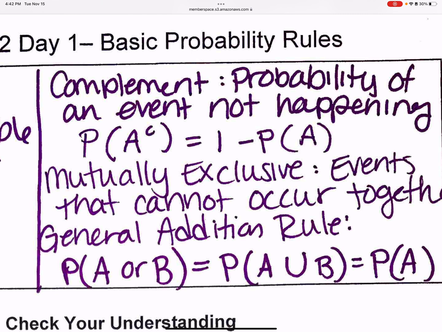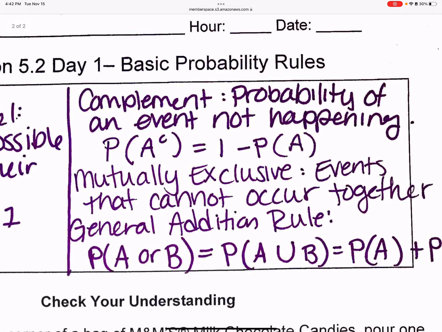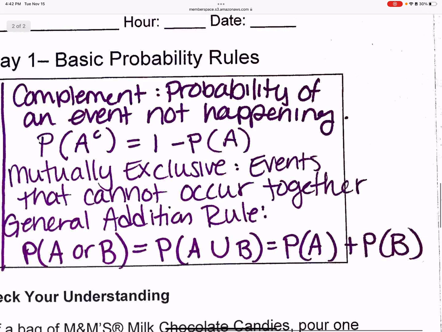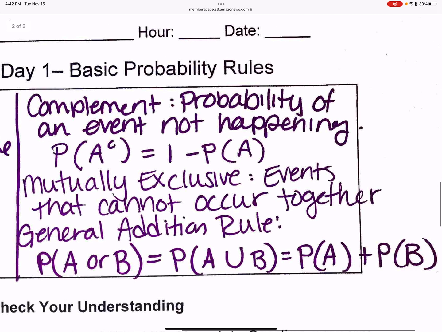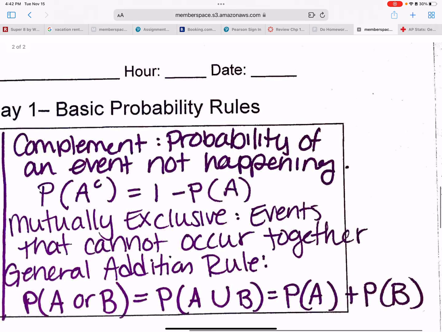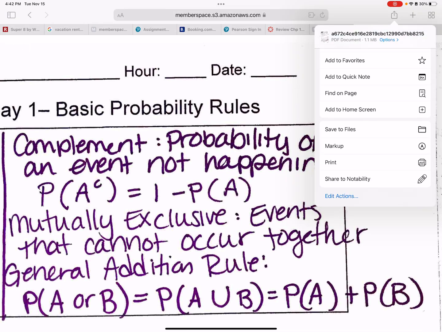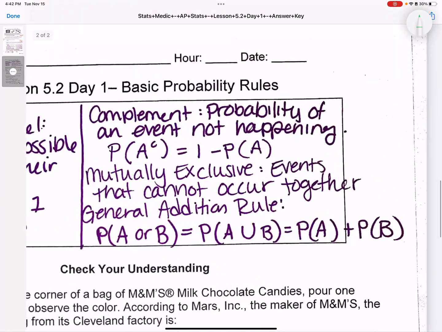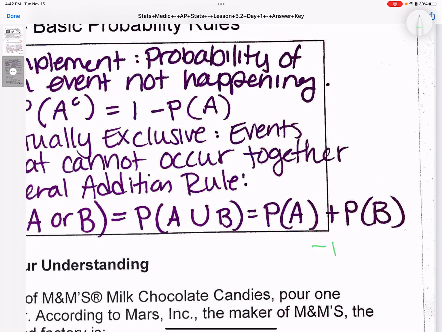Mutually exclusive or disjoint events means, again, things that cannot occur at the same time. I cannot draw a red and a blue at the same time for one pull. The general addition rule: the probability of A or B is equal to the probability of A plus the probability of B minus nothing if it is mutually exclusive. But if it's not mutually exclusive, you need to make sure you subtract the overlap, which is A and B. That's the general addition rule.